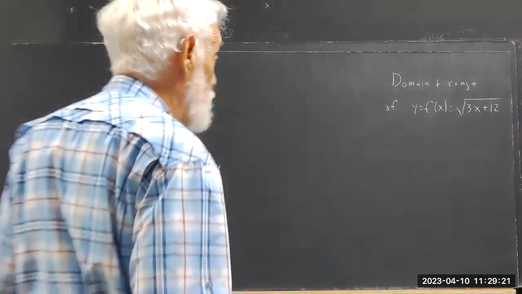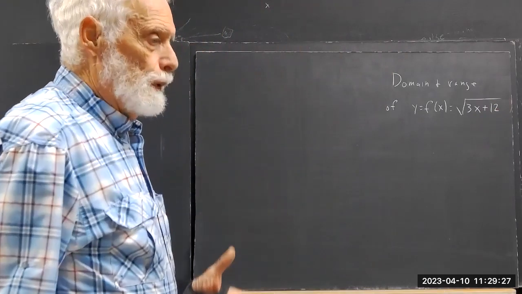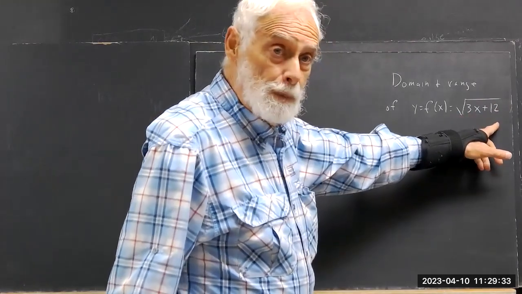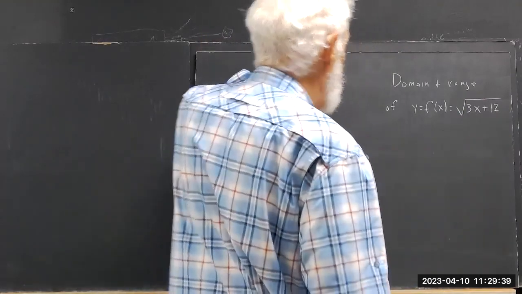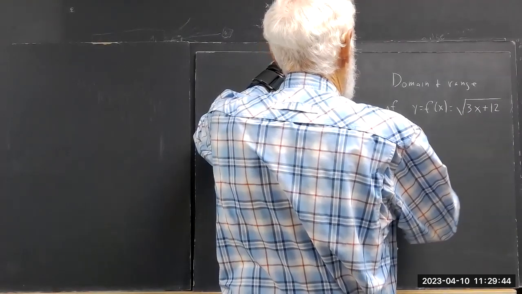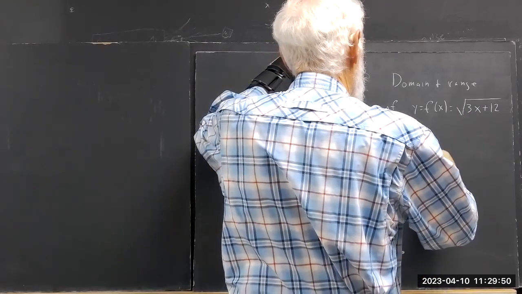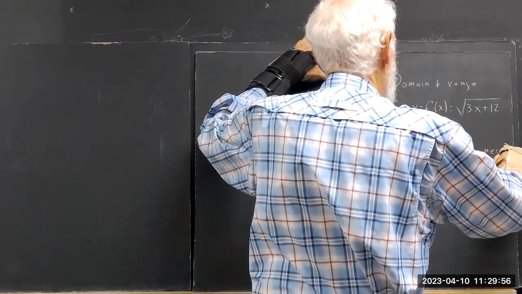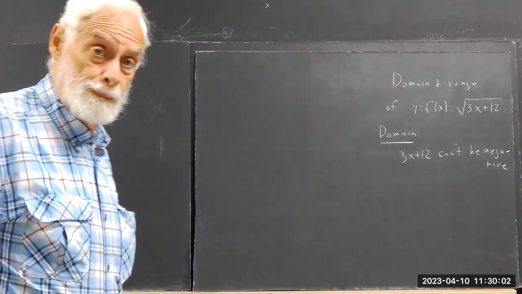Okay, so we want to find the domain and range of this function y equals square root of 3x plus 12. And well, the square root function isn't defined if the number inside the radical is negative. Okay. So your domain: 3x plus 12 can't be negative.